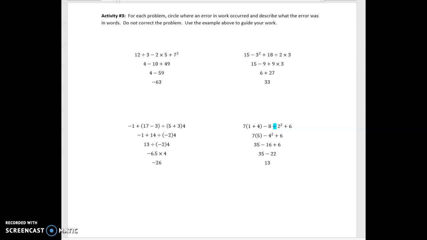So what we're going to do is circle just the 4 as best we can here. And then over here, I'm going to say that we divided before exponents. All right, and then check the next line. So 7 times 5 is 35. Bring down the subtraction sign. 4 times 4, 4 squared is in fact 16 plus 6.